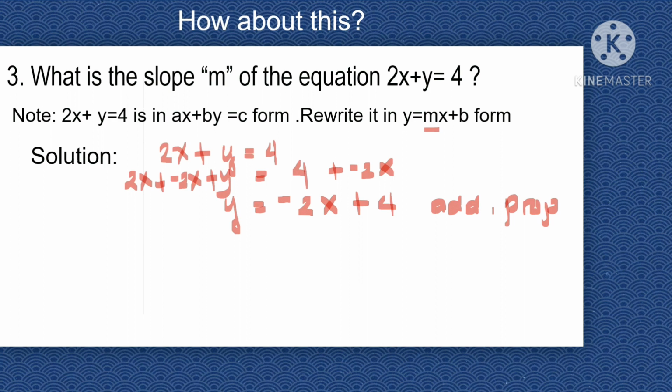Bringing down 4, we remove the 2x plus negative 2x, and we write the equation as y equals negative 2x plus 4. Now, we have the negative 2 coefficient of x, which is negative 2. That is our slope. So m is our slope, which is negative 2.